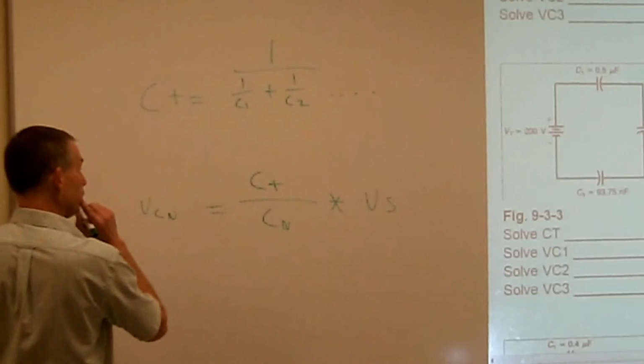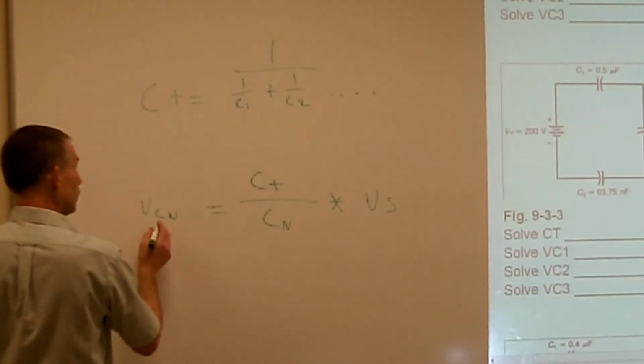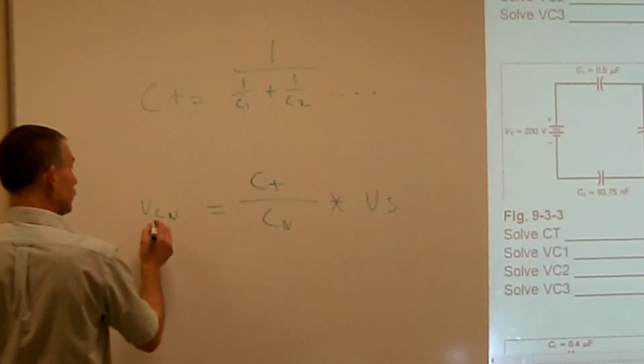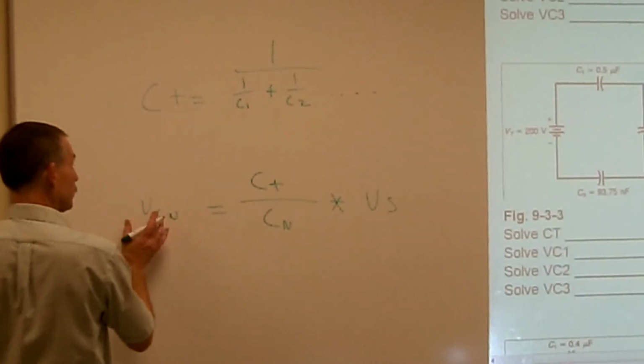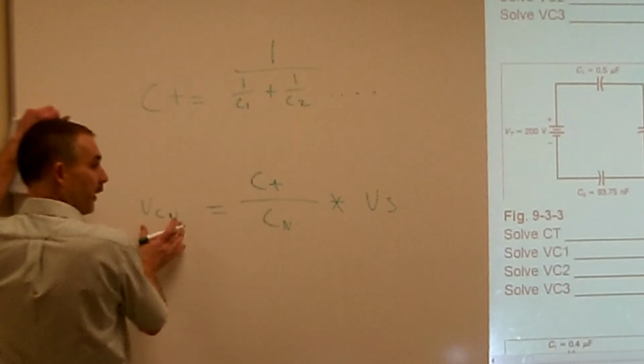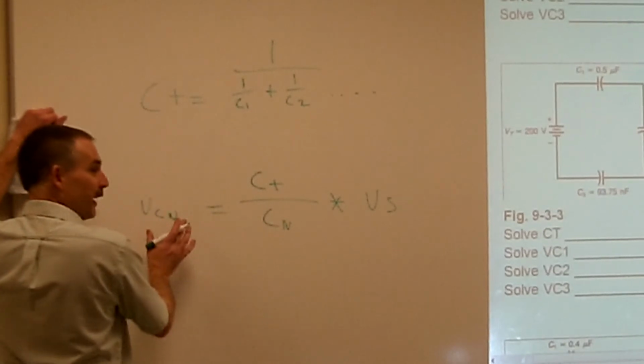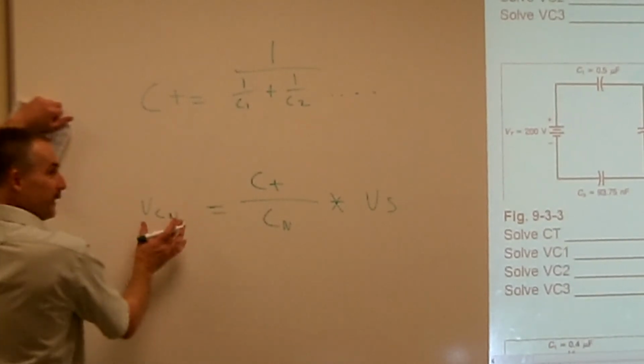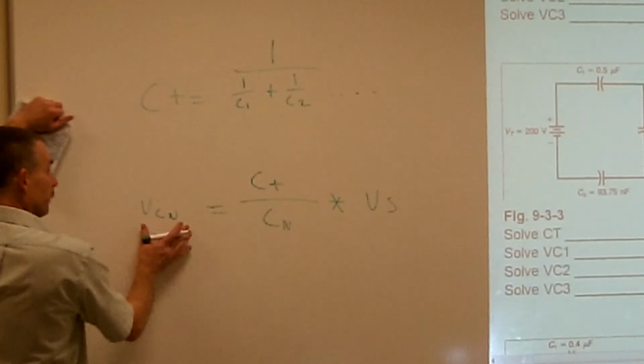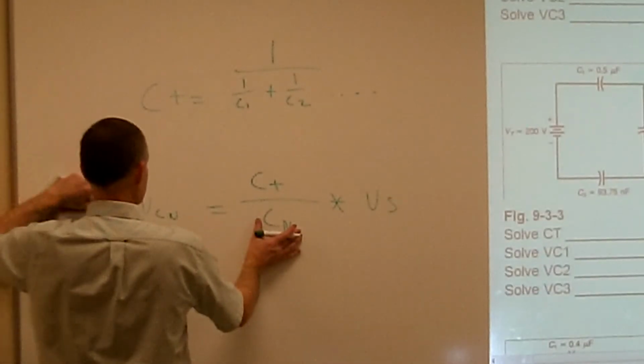So CN over CT is the reciprocal of CT over CN. So that would be VS by itself is equal to VCN times CN over CT. Exactly. Say it one more time, I was trying to listen to both of you at the same time. The CN over CT is the reciprocal of CT over CN, so they'll cancel each other out.